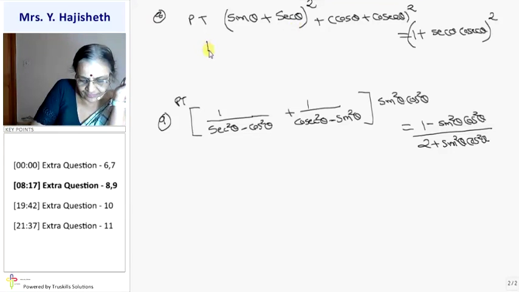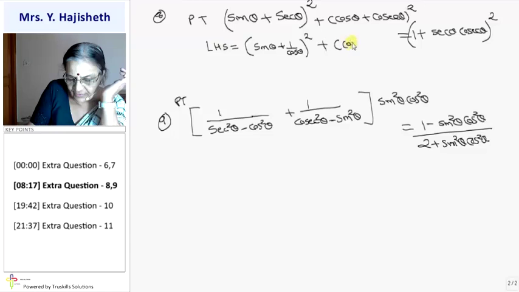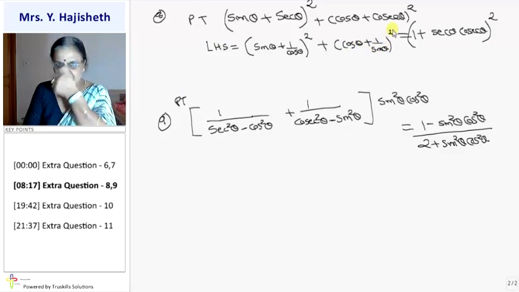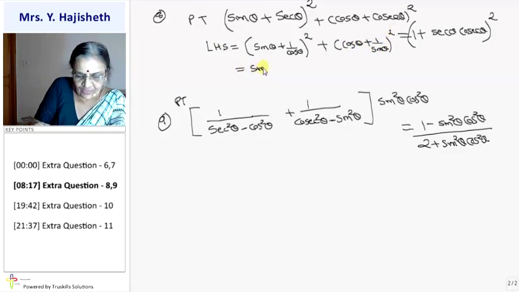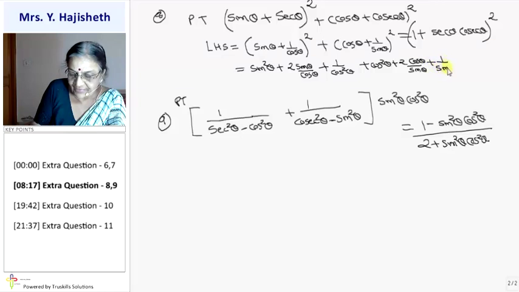See, the process I said, LHS. Sine plus 1 by cos whole square, clear? Here cos plus 1 by sine whole square. Open the square. It is sine square plus 2 times sine by cos, clear? Plus 1 by cos square, clear? Here it is cos square plus 2 times cos by sine plus 1 by sine square, clear?